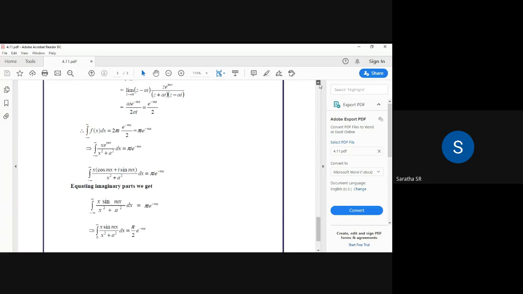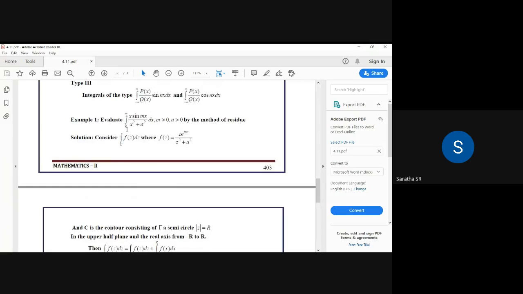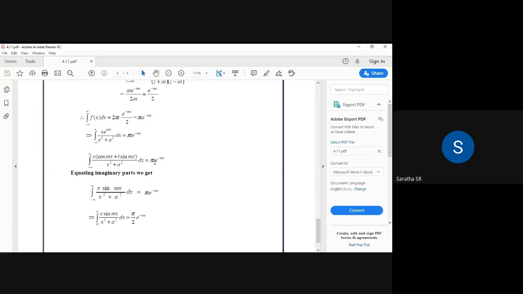But in the given question, the limit is 0 to infinity. We got the value only for minus infinity to infinity, but we need the limit 0 to infinity. If you want to convert this limit to 2 times 0 to infinity, the inner function should be an even function. Then only can we write minus infinity to infinity as 2 times 0 to infinity.